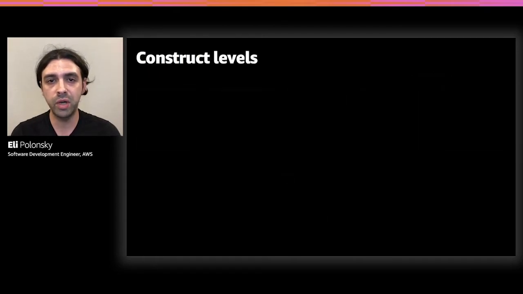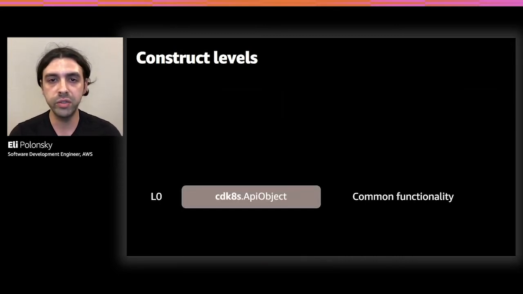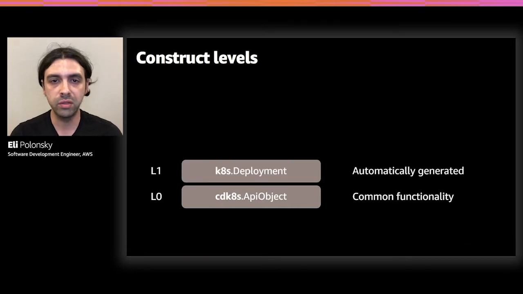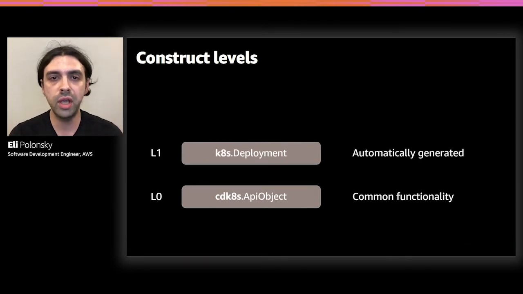The last thing I want to talk about before we see a demo is the notion of construct levels. The cdk8s consists of 3 different API levels, each building on top of the other. The first level, level 0, represents a generic Kubernetes API object. It contains only the common functionality such as API version, metadata, and kind. You can use it to define any object, but since it's not aware of the concrete type, it offers limited assistance and features. The next level, level 1, represents concrete API objects.